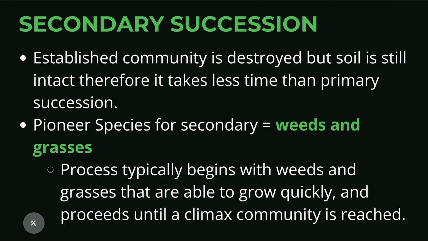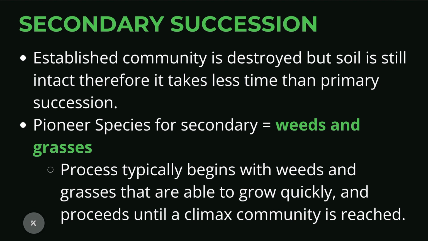The big difference between primary and secondary succession is that secondary succession still has soil. Because it has soil, it's going to take less time to return back to a climax community, because I don't have to rebuild my soil. It's already there. So the pioneer species for secondary succession is going to be different. It's going to be weeds and grasses instead of moss and lichens.